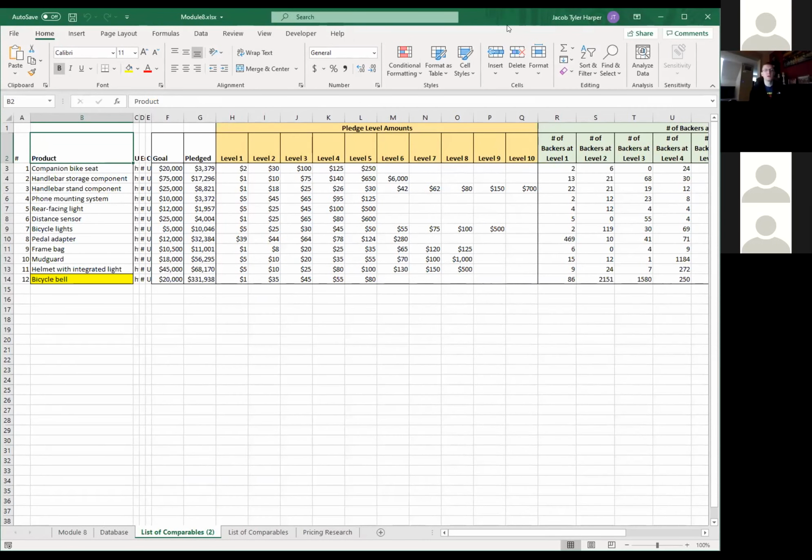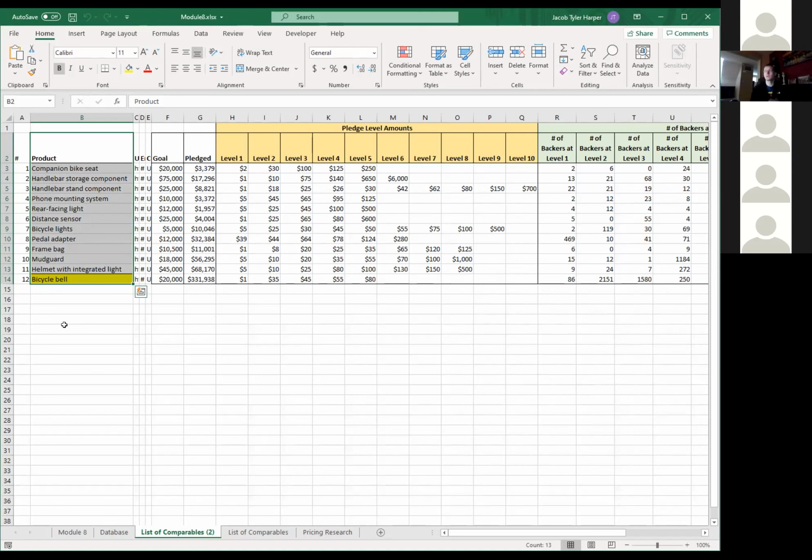Today we're going to be moving over to this list of comparables tab, which introduces a few new concepts that we haven't talked about yet, at least as far as Kickstarter goes. It's not really any brand new math or Excel ideas, but I wanted to make sure we all understood what this particular tab was conveying so you could answer these questions in part two. So what's happening now is we are convinced that we're going to come up with some bike project, and we want to use Kickstarter to fund this particular product.